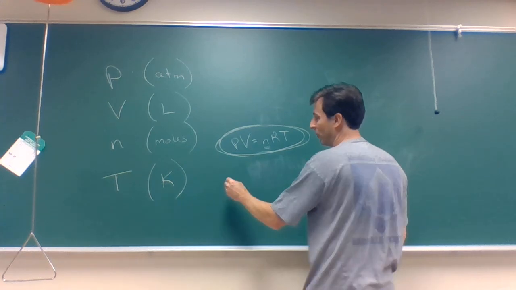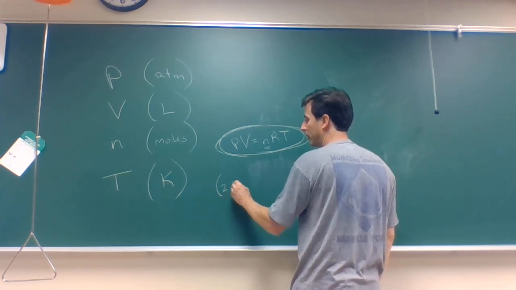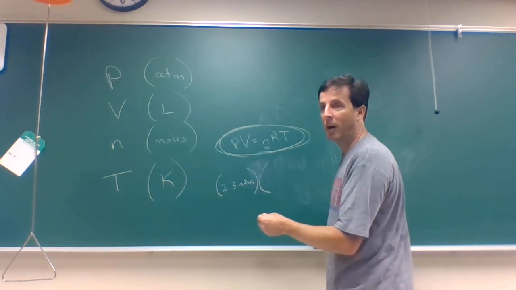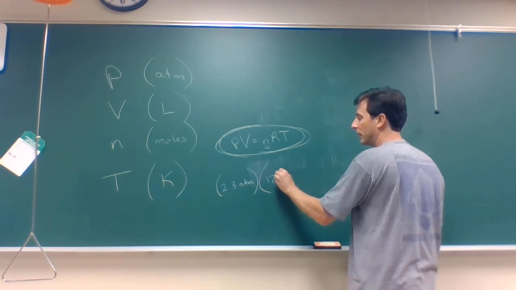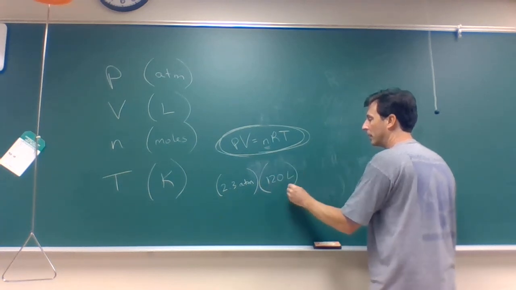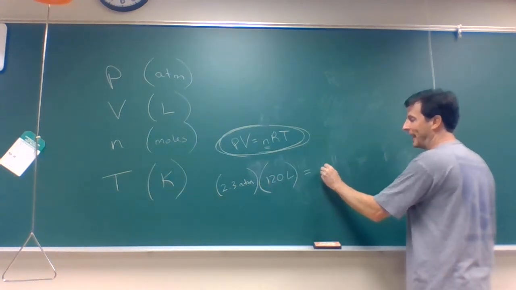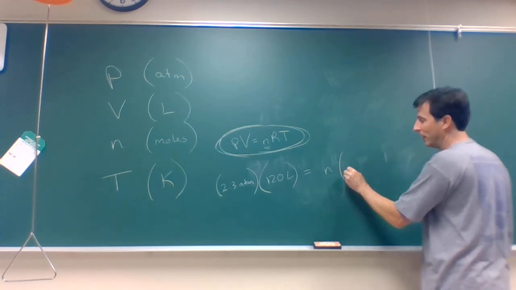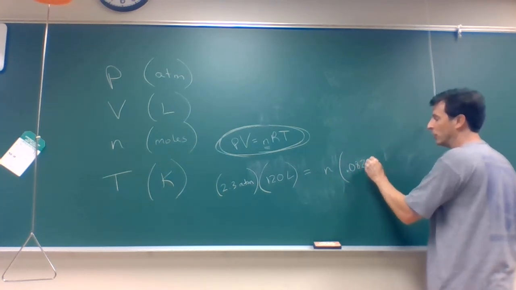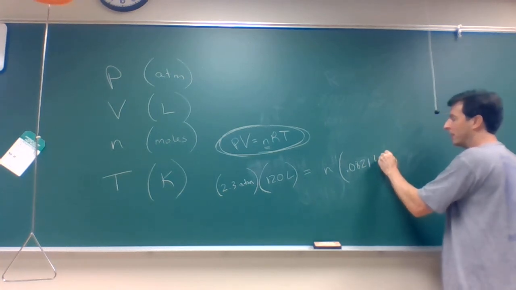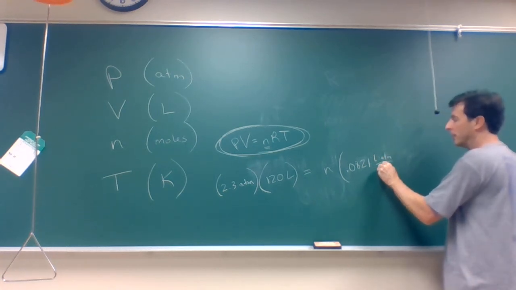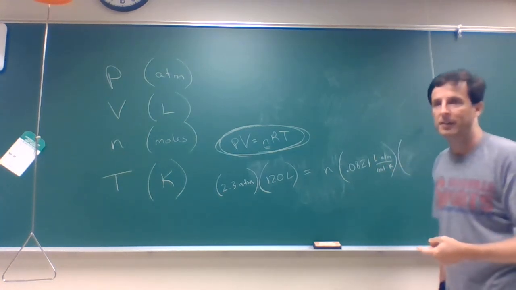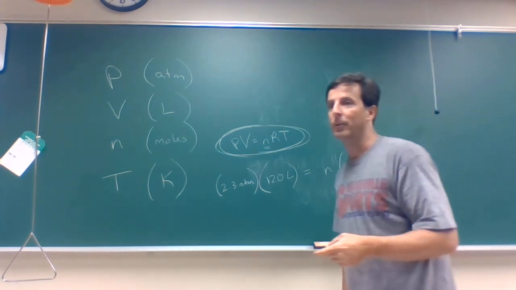The pressure that was given was 2.3 atmospheres. The volume was 120 liters. My unknown is N, so I'm going to leave that one. R is a constant that you need to know. That's 0.0821 liters atmospheres per mole Kelvin. And then temperature is 340 Kelvin.